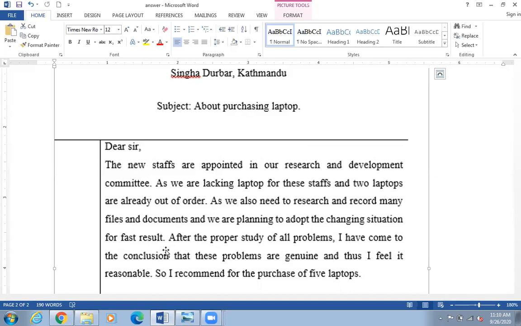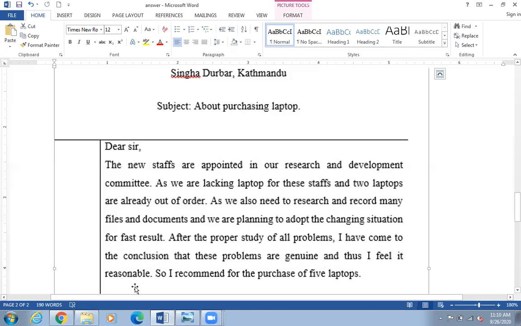Okay, so for this new technology, what do we need? We need laptops. Okay, so how many laptops? You can mention that afterwards. Okay, so after the proper study of all the problems, your problem area, I have come to the conclusion that, in your result, these problems are genuine. It is true. Genuine means true, the real one. So they are true, and thus I feel it is reasonable to purchase the computers.